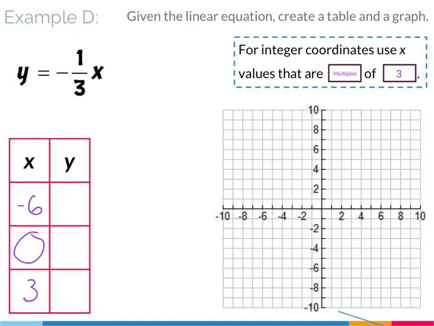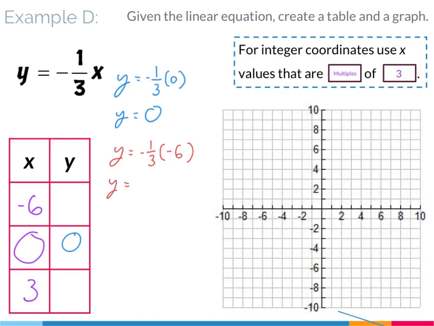So I'm going to plug in my 0, so I've got -1/3 times 0, which is 0, so that's very easy. y is equal to 0. Then I'm going to plug in my next value, -6, so y equals -1/3 times -6. A negative times a negative gives me a positive, and that results in +2. So I'm going to put that down as my answer.